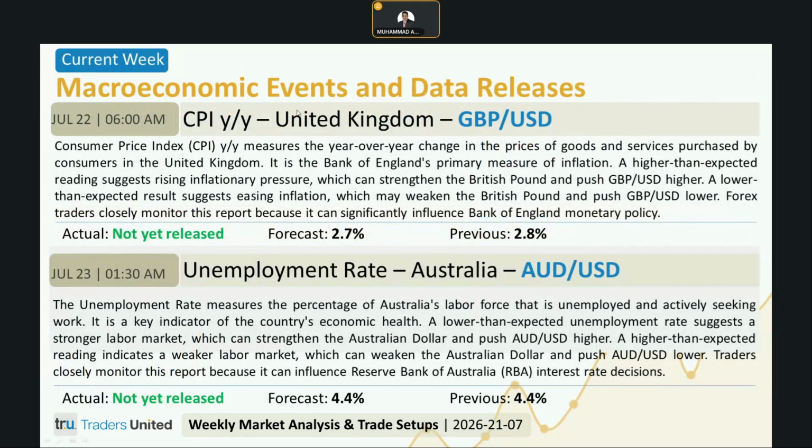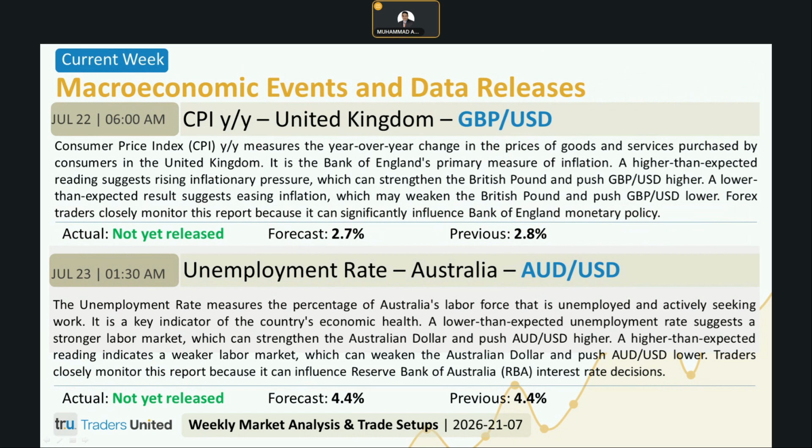So what is CPI Y over Y in the United Kingdom? CPI, also known as Consumer Price Index, measures the year over year change. So Y over Y means year over year change in the prices of goods and services purchased by consumers in the United Kingdom. It is the Bank of England's primary measure of inflation.